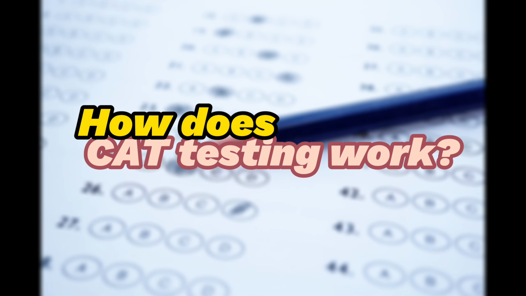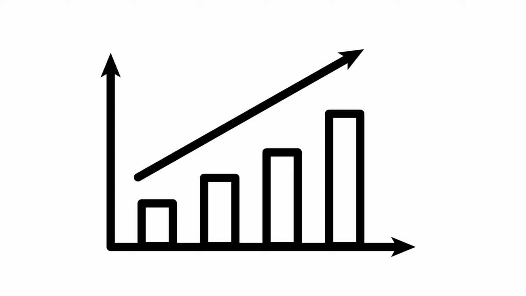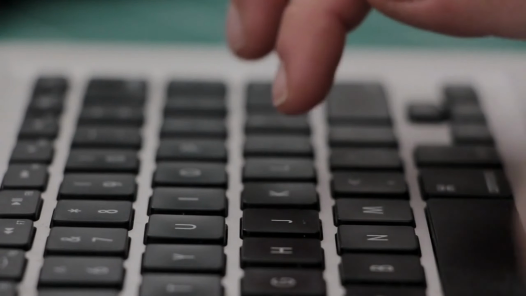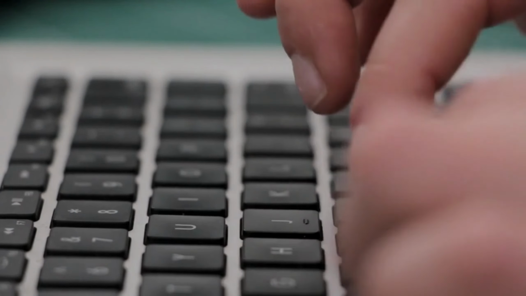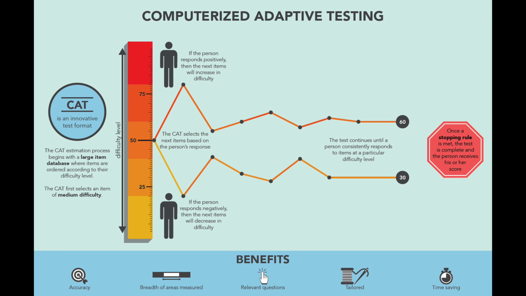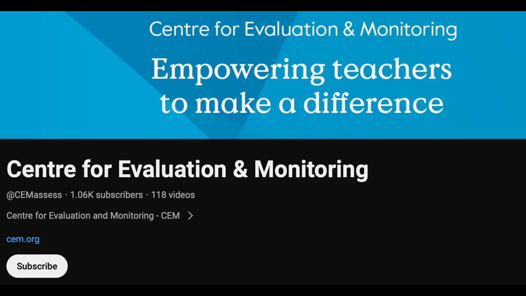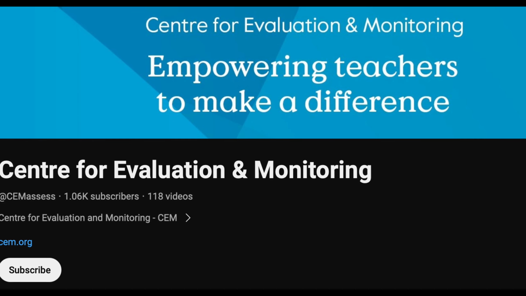Here is how it works. If you answer the first question or sets of questions correctly, the computer will adjust the next question to a higher level. If the test taker continues to answer the questions correctly, the adaptive test will continue to increase the difficulty level. The CAT test will continue to adjust the difficulty until it is able to assess the level of the test taker. Here is a good illustration from the Center of Evaluation and Monitoring channel.